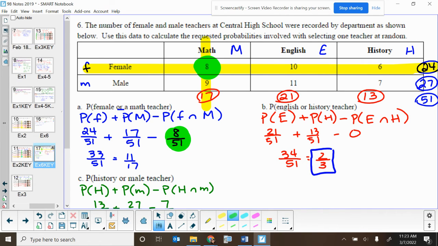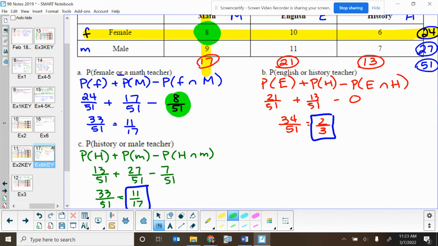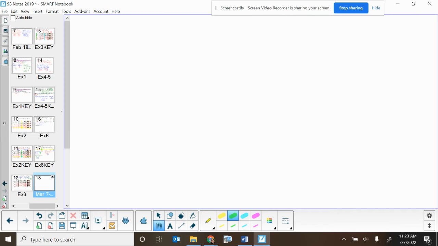When you're talking about English and history, they do not have an overlap, so that part is 0. History and males, those have an overlap, and that is 7. So that is that part there. So you can always just write it like this, taking away the overlap, and then sometimes it'll be 0.